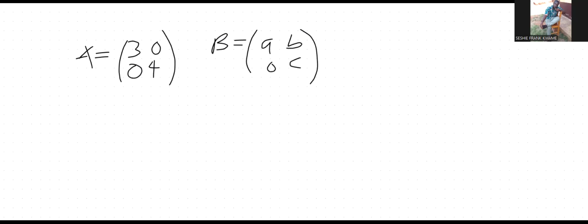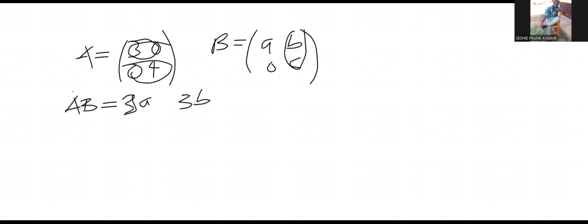So if we are finding AB, that should be 3 times A, 3A, 0 times 0, 0. Then again, the same thing is going to happen here. 3 times B, 3B, 0 times C is 0. 0 times A, then this one down: 0 times A is 0. 4 times 0 is 0. And 0 times B is 0. 4 times C is 4C. So that is the matrix AB.